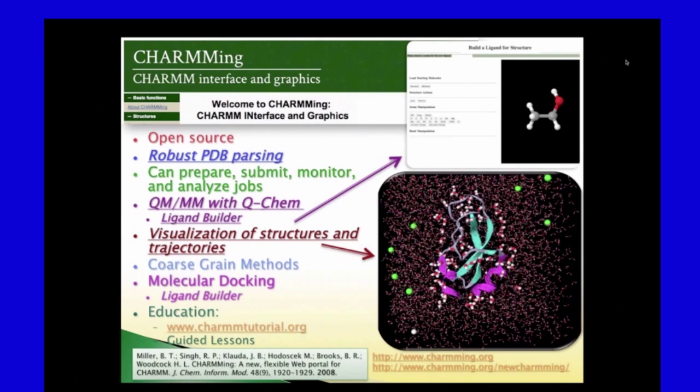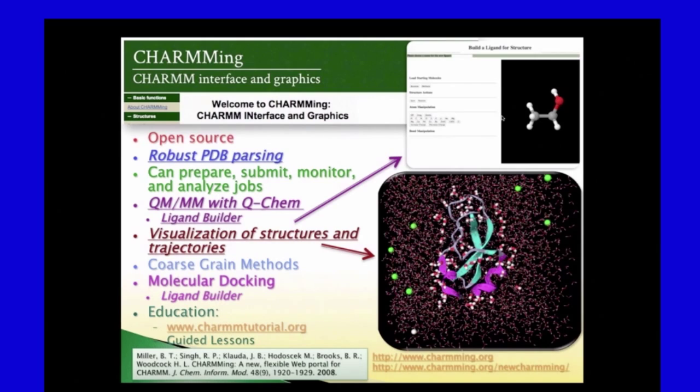Some of the things that we've done that I think will be particularly helpful is having a nice visualizer so you can actually see how your system is progressing through the setup stages. The other thing that we just implemented is the ability to build ligands directly through the website. I see this being predominantly useful for people who want to set up simulations or calculations where you have a solvated ligand.